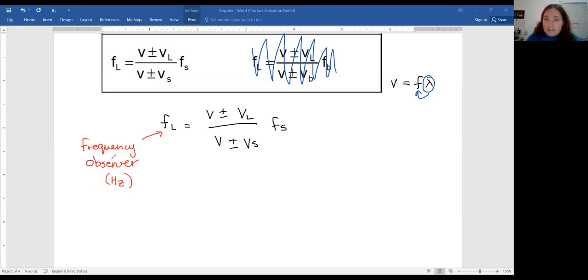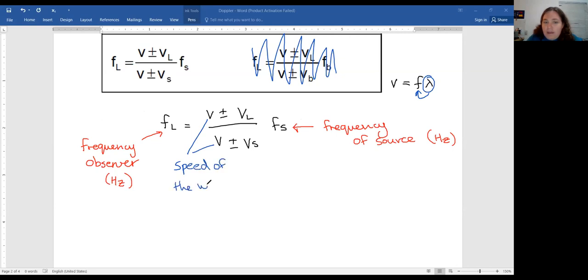This is the frequency that the person listening to the sound, or detecting the color of light, or even measuring with a frequency-specific measurer, observes. That is the observed frequency, what we actually observe. f being frequency, fL, frequency, listener, frequency, observer. fS is the frequency of the source, the true frequency, also measured in hertz. Both values of v, which are the same thing, are the speed of the wave in the medium.